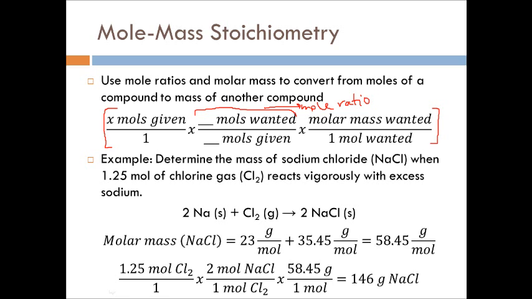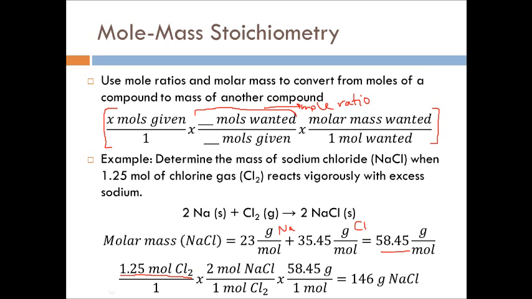Alright, first thing we gotta do, a lot of times the first thing I do is if I need a molar mass, I'm gonna go ahead and calculate it. So let's go and calculate the molar mass of sodium chloride. We take the mass of sodium plus the mass of chlorine, and we end up with about 58, 59 grams for the sodium chloride. So to start with, we take the moles that they gave us, which is 1.25 moles of chlorine.